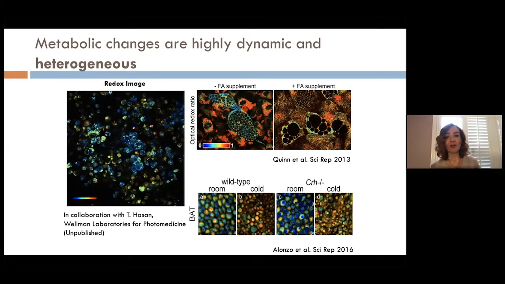Metabolic changes are also highly heterogeneous. These are examples of images from populations of cells that in principle started as the same population of cells treated with the same agents, yet cells that are right next to each other respond and function metabolically very differently.